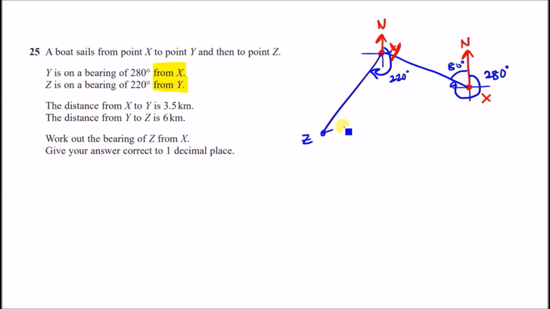Therefore, we can just now connect it to X, it's a triangle, X, Y, and Z. So the purpose of this question, they probably want you to make some kind of triangle, use cosine and sine rule, and then get the thing done.